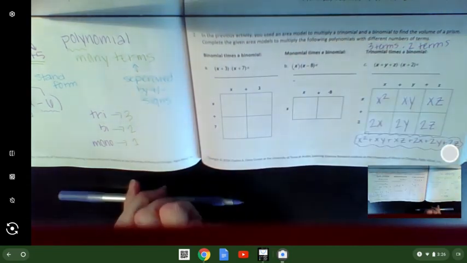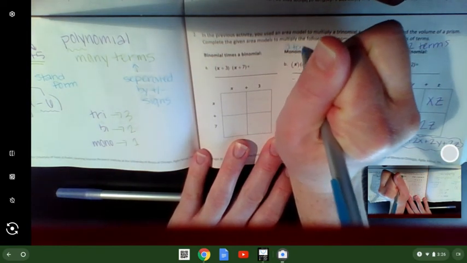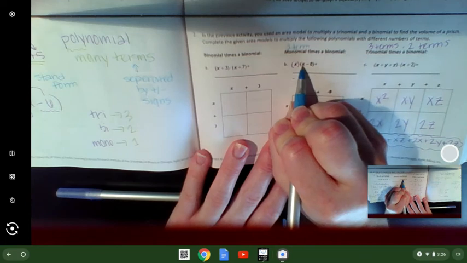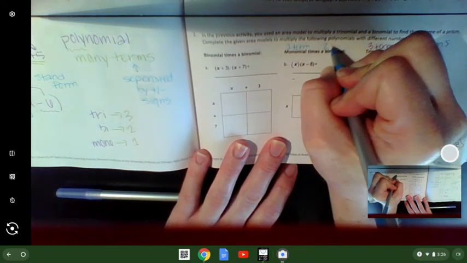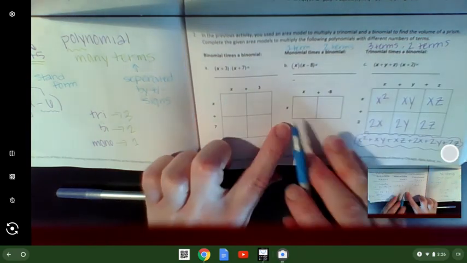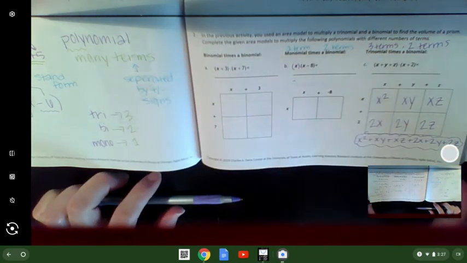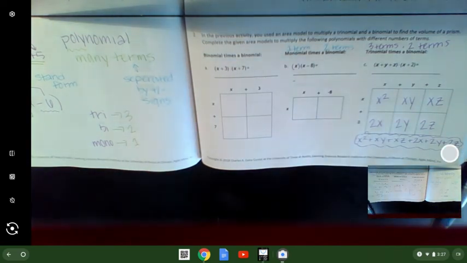So a monomial, switch to a different color here, is going to be one term. And if I count here in this parenthesis, x and then minus 8, that's two terms, which is our binomial. Now notice our box got a little bit smaller because there's nothing else that needs to be on x's side. It's the coolest part about the box. You can adjust it to be whatever size you need it to be.